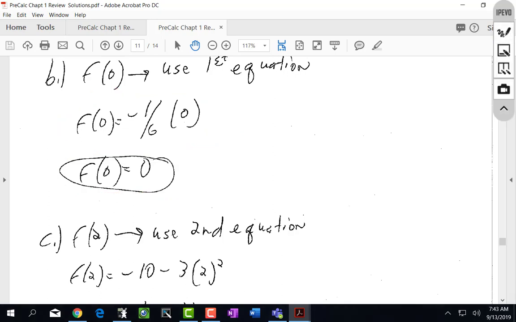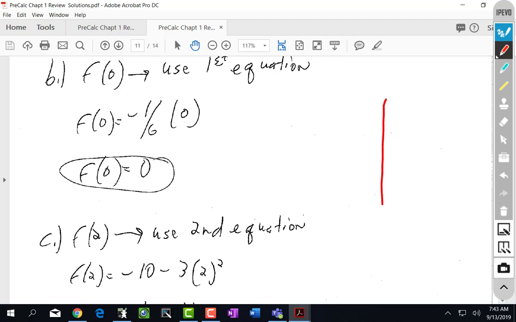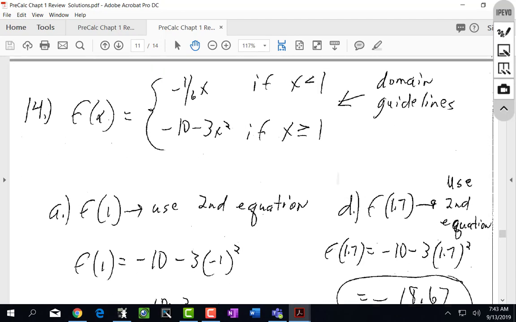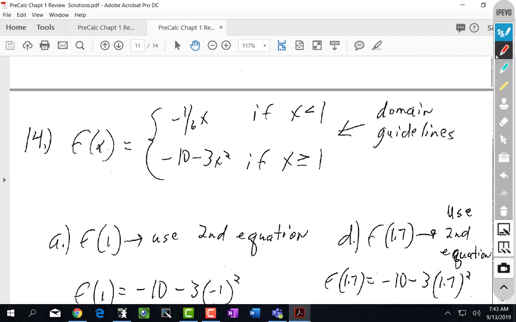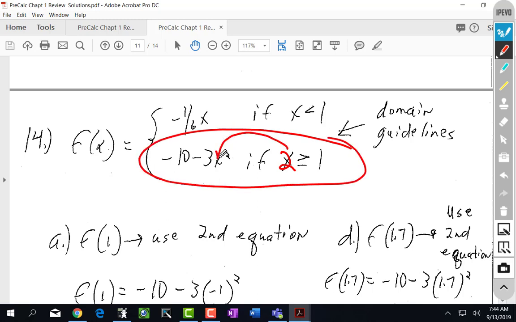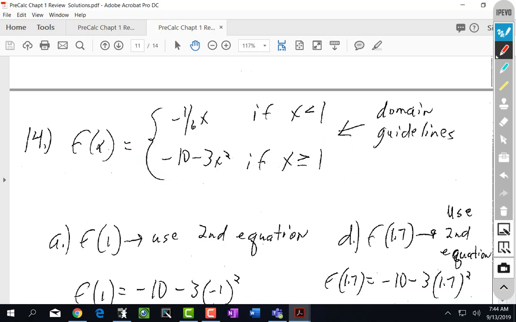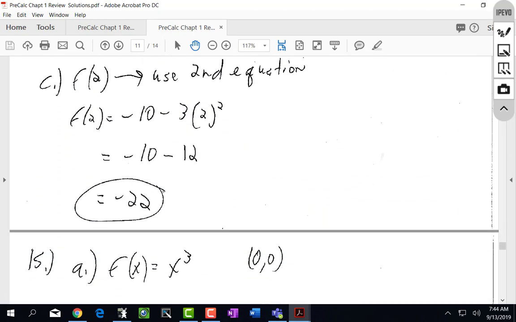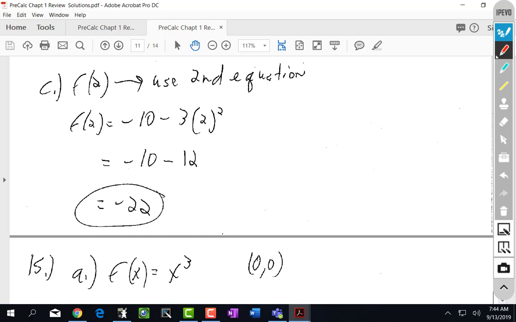Now on C, I want to find f of 2. So to find f of 2, I come back up here to my guideline and see which domain that matches. Looking at 2, that matches this second one because 2 is greater than or equal to 1. So this is the equation I'm going to use. I'm going to substitute 2 into my x value. We'll scroll down here and see how we did that. So substituting in our 2, it looks like I did write the correct number in here.